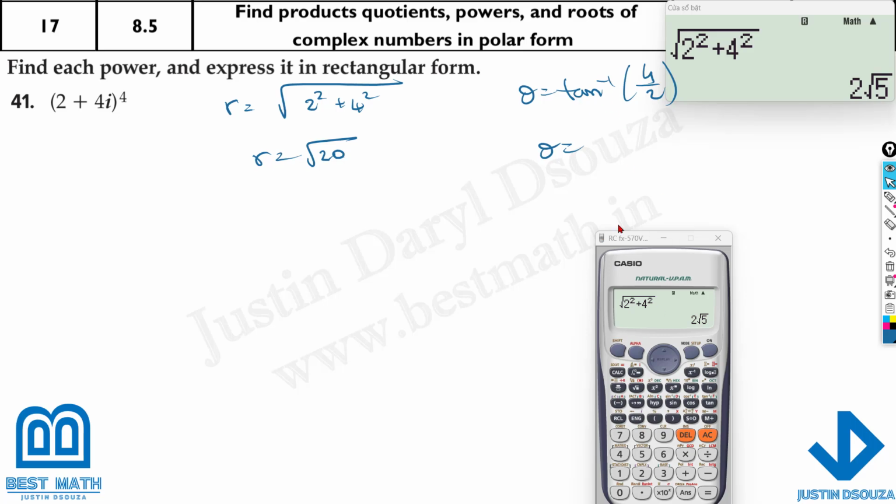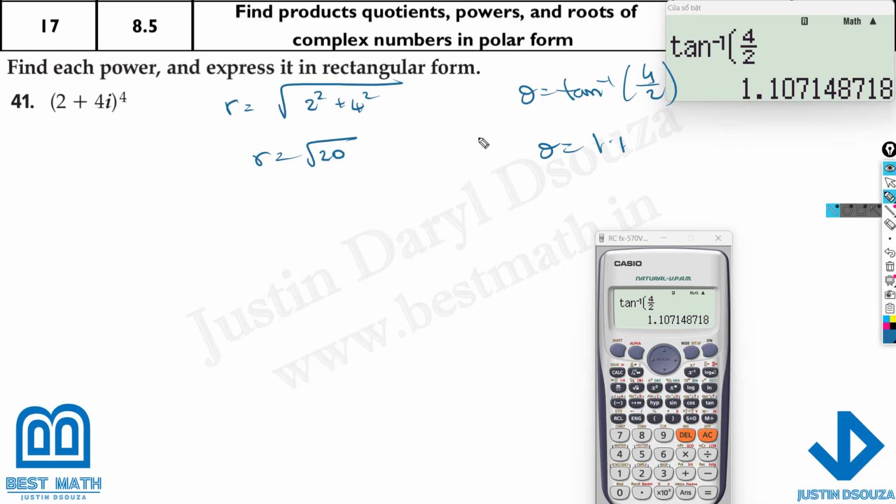What about over here? Tan inverse of 4 by 2, that is tan inverse of 2, it's positive 1.11 because it's approximately equal to 1. Now we'll not get the accurate answers as the final answer, but we'll get very, very close to it. Why? Because I'm just taking 2 decimal points. Let me take 4 decimal points here. 1.1071. Okay, I've taken 4 decimal points. It'll be much more accurate this time.